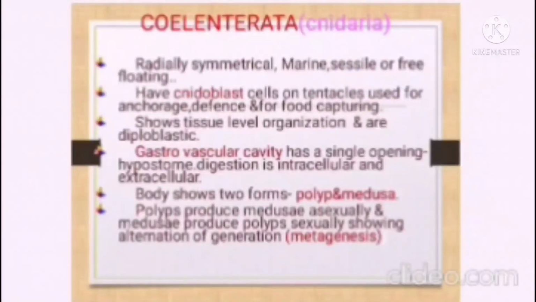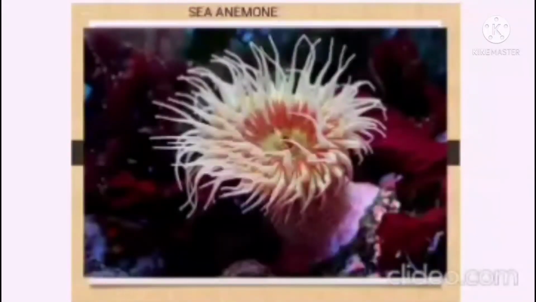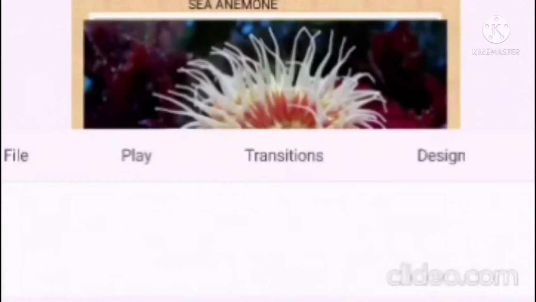The second point is that they have cnidoblasts. What do you mean by the term cnidoblast? Cnidoblasts are specific cells which have a specific function. What is the function of these cells? Cnidoblast cells are functional in the tentacles, where they are present. So what are these cnidoblast cells doing in the tentacles?